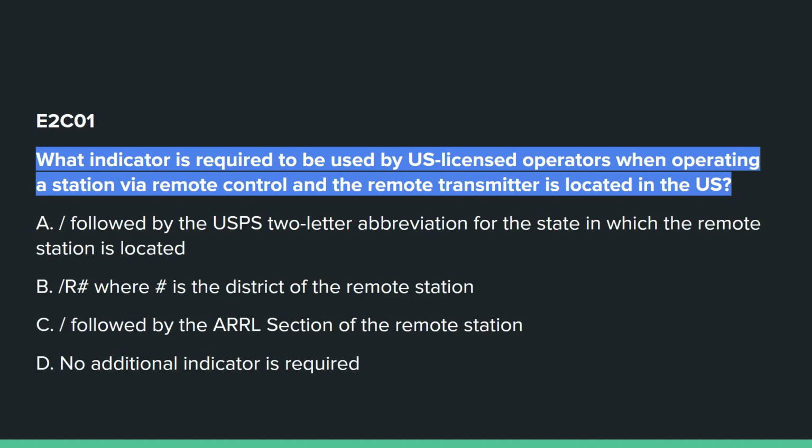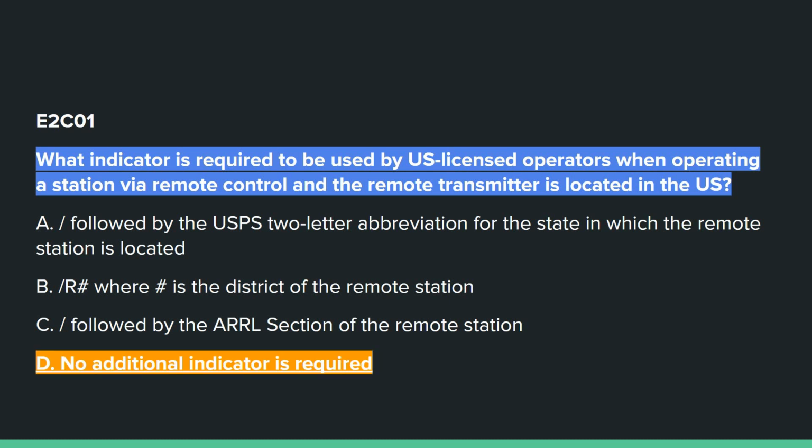E2C covers contest and DX operating, remote operation techniques, log data format, contact confirmation, and RF network systems. E2C01, what indicator is required to be used by U.S. licensed operators when operating a station via remote control and the remote transmitter is located in the U.S.? D, no additional indicator is required.